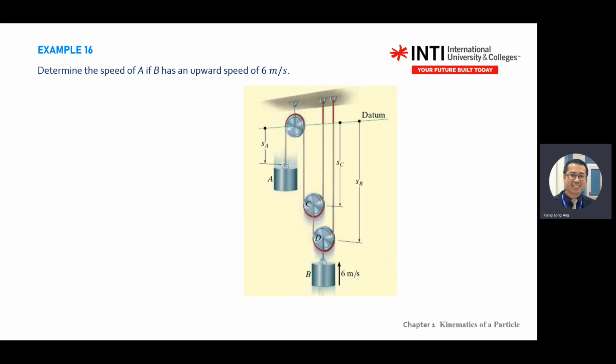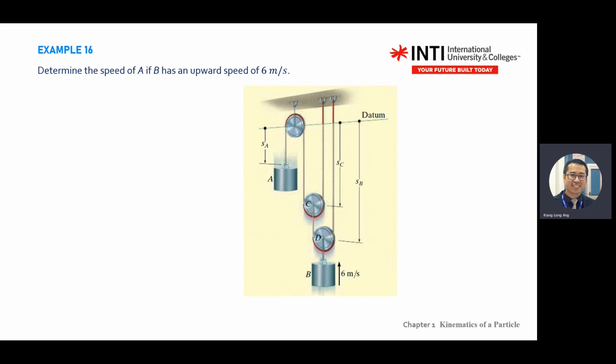So first, you look at the diagram and identify the datum first. Where is positive, where is negative. So A, datum move down positive. C move down positive. B move down positive. Okay, once you identify that, you will see all those red color, all those constant length ones, you don't need to consider.